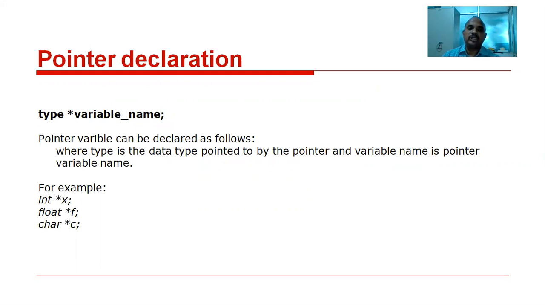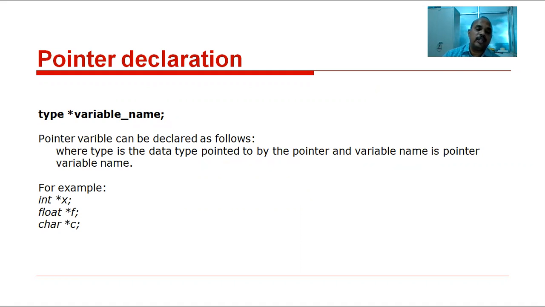Type, asterisk, variable name. Your type may be integer, float, character, double, or class, whatever it may be. Then the variable name is given by us, a user defined name, prefixed with an asterisk. Clear? So how do we indicate whether this is a pointer variable or not? Simply, a variable prefixed with an asterisk is called a pointer variable. That indicates it. Clear, all of you?